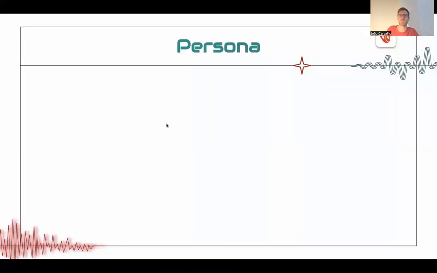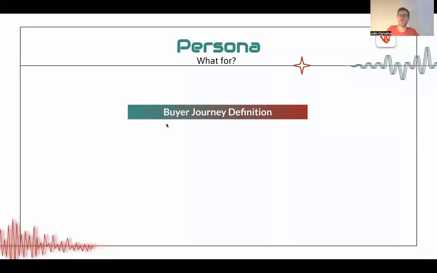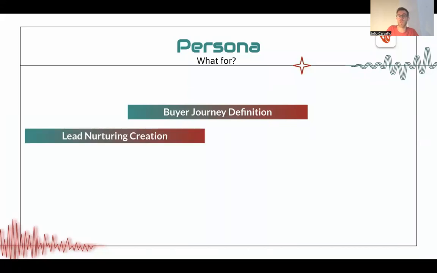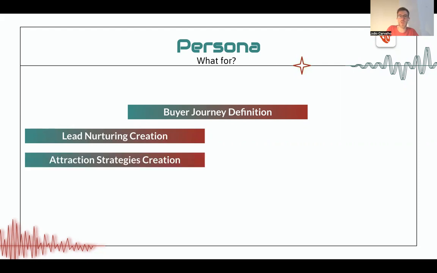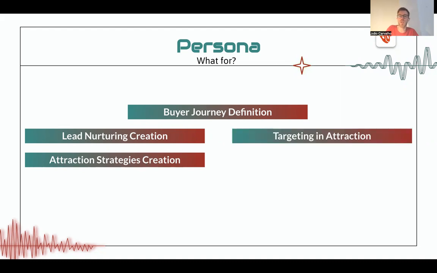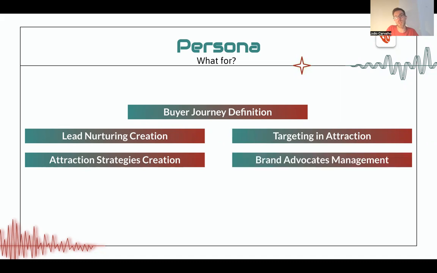So then how can we do it and what for? First, we have the buyer journey definition. Then we have the lead nurturing creation. Then the attraction strategy creation. It's why we define a persona: for targeting an attraction, and after that, for brand advocates management. It's why we define a persona.